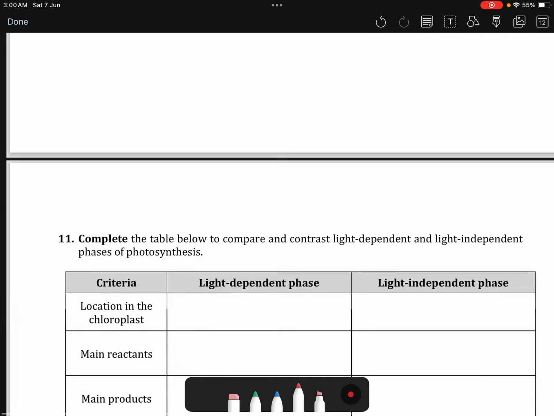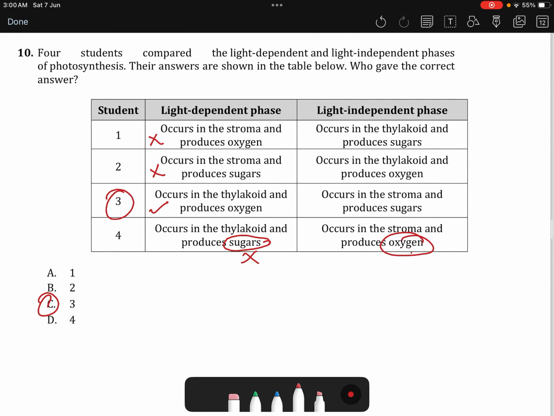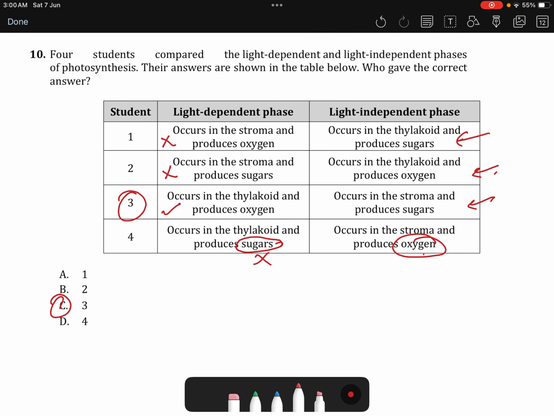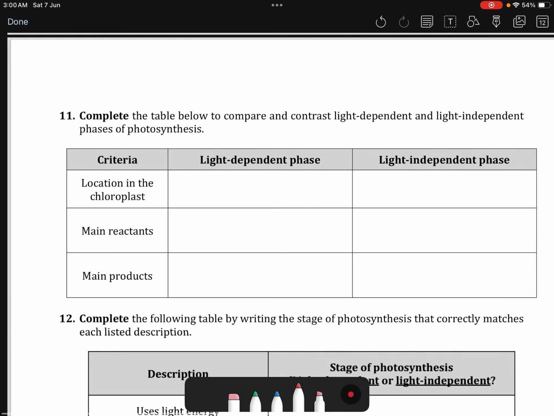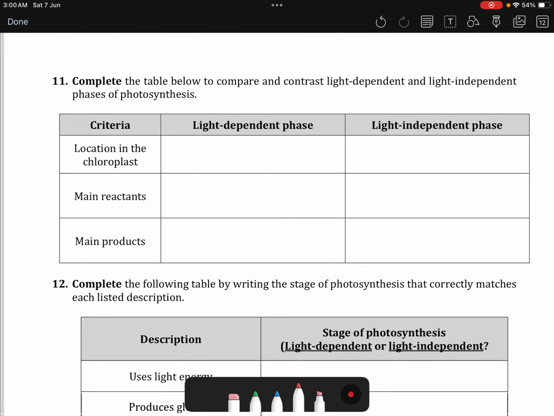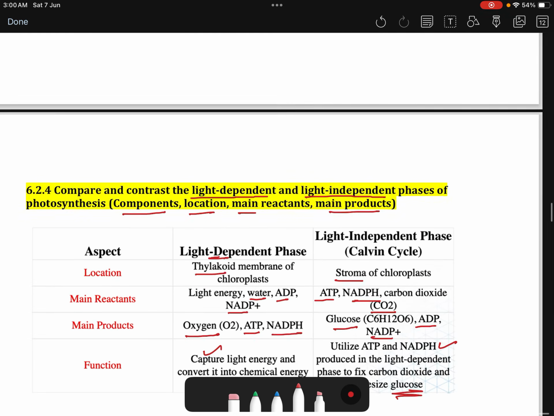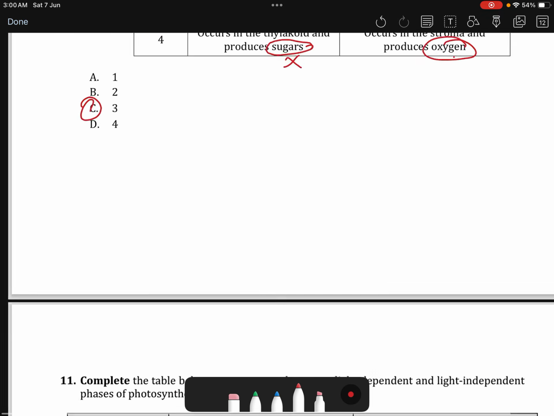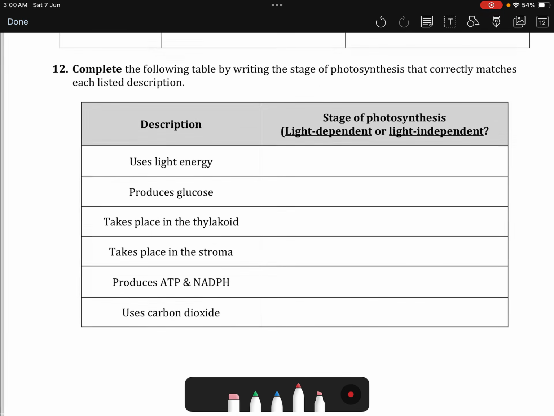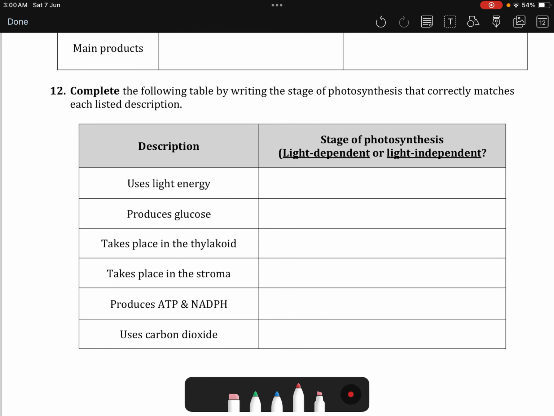That's it. I didn't read these. But I know that what I did on the one side can be done on the second. This table, you can fill it the same from here, or learn it as it is from there. Complete the table below by writing the stages of photosynthesis that correctly match the description. Either say light dependent or light independent.